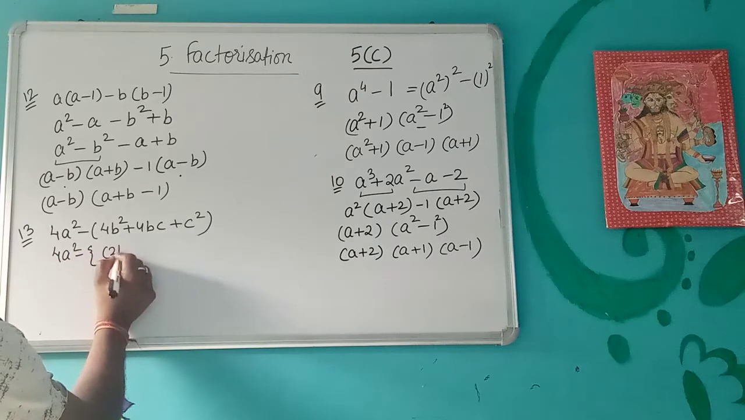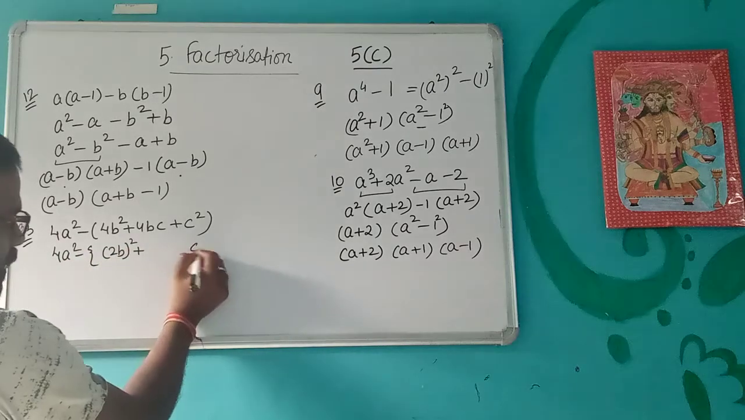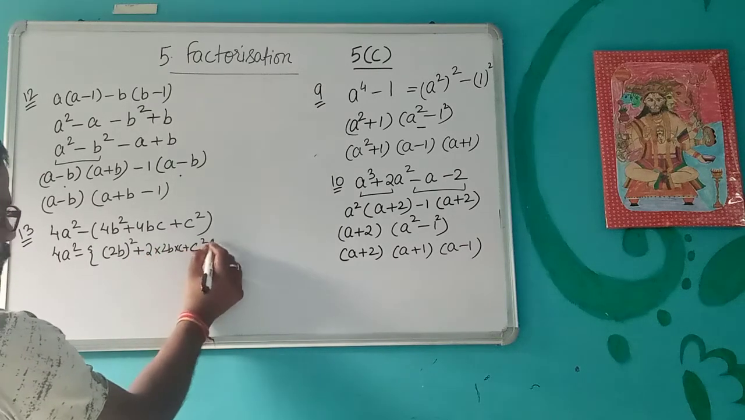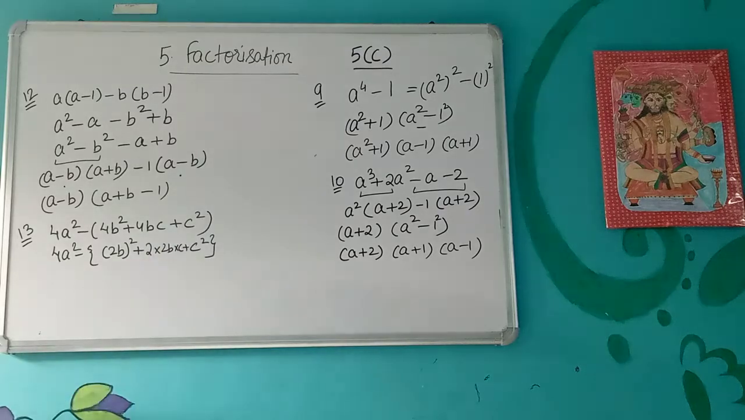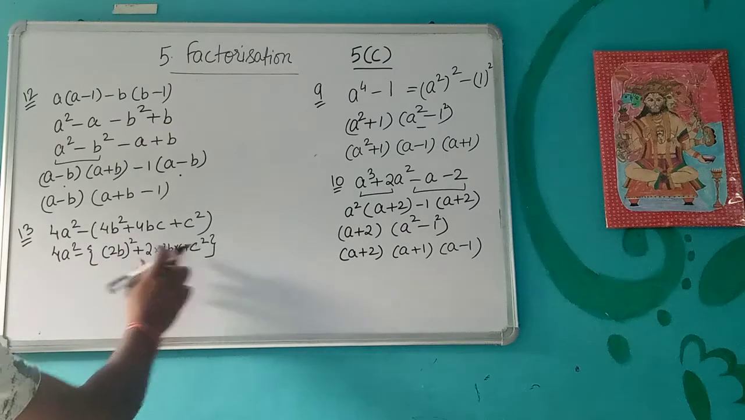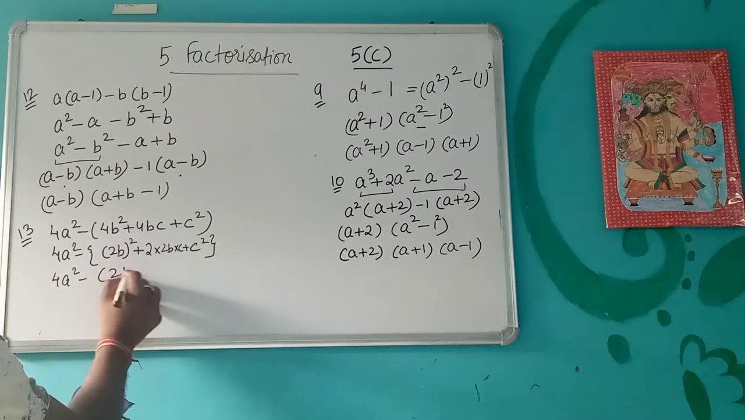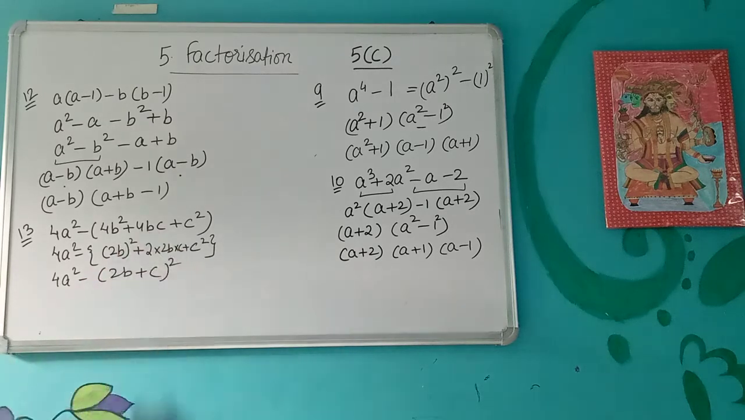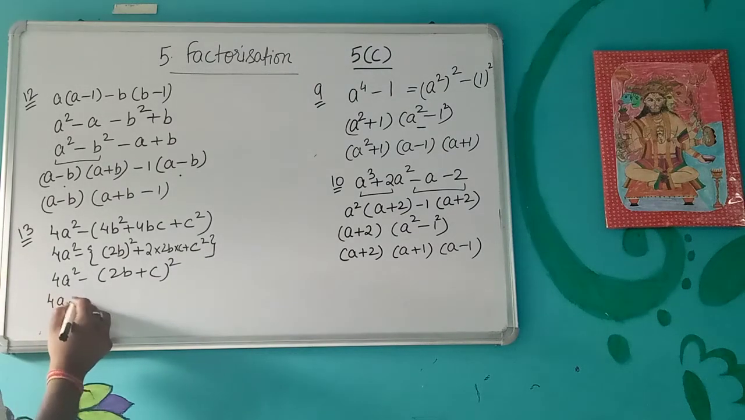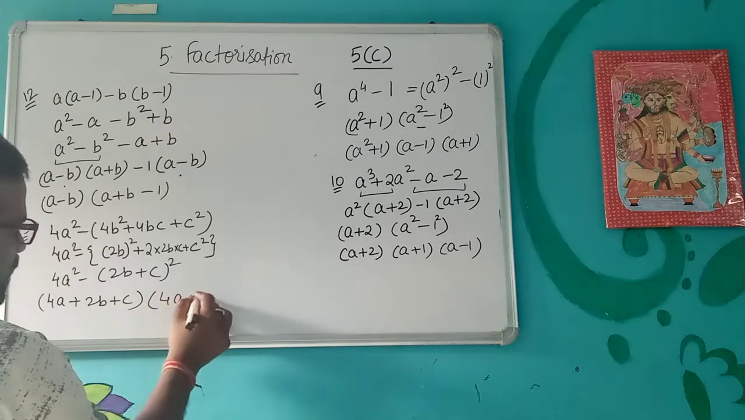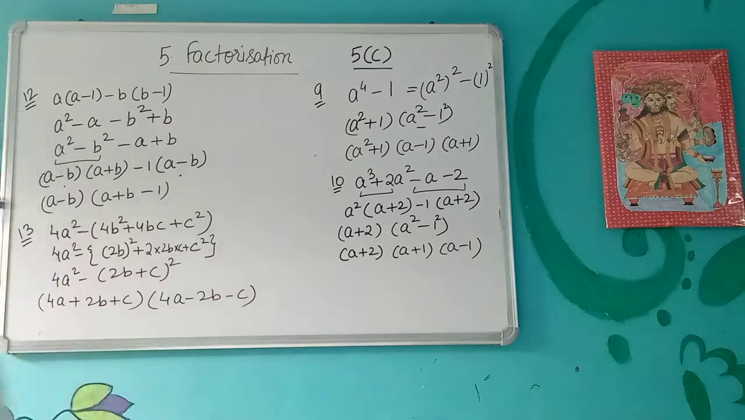I can write it as (2b) square plus c square plus 2 into 2b into c. So what is it actually looking like? It is looking like a plus b whole square, is it? This is our a and this is our b. So we can write it as (2b plus c) whole square. Okay. Now we can factorize. It will be 4a plus 2b plus c, 4a minus 2b minus c.